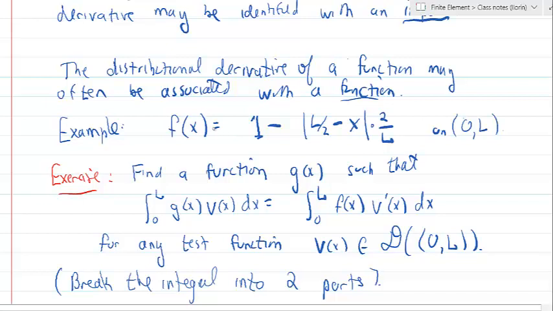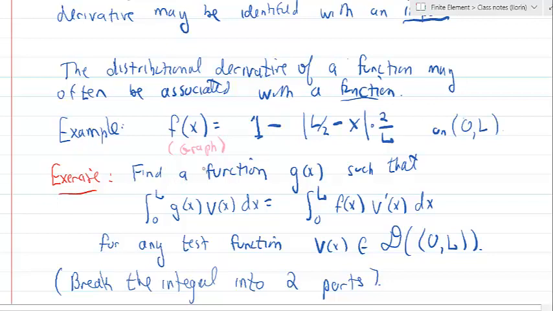Now, the distributional derivative of a function may often be associated with another function. So here's another example. f of x equals 1 minus the absolute value of (L over 2 minus x) times 2 over L. You may notice that this function takes the value 1 at L over 2 and 0 when x equals 0 and x equals L. So I encourage you to graph this function and see what it looks like.